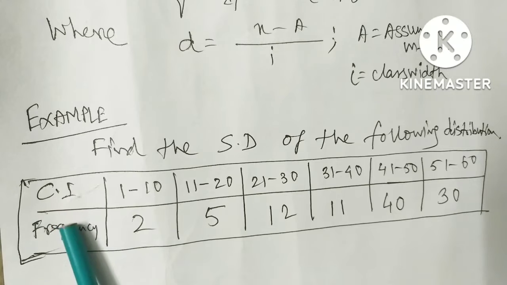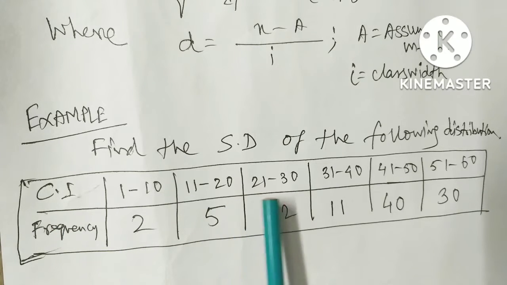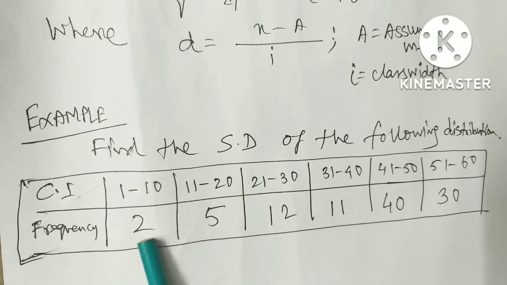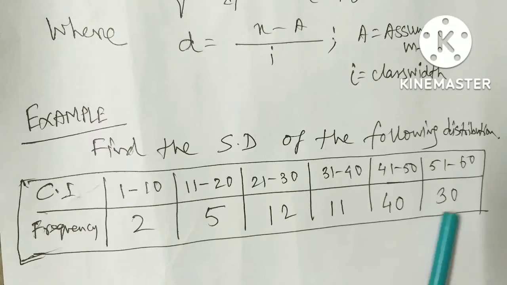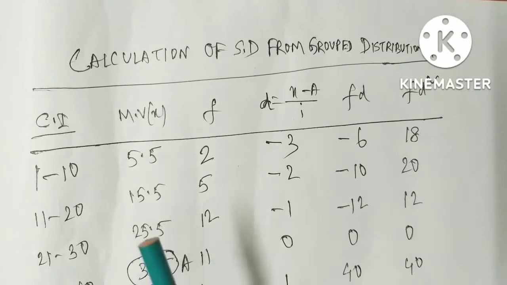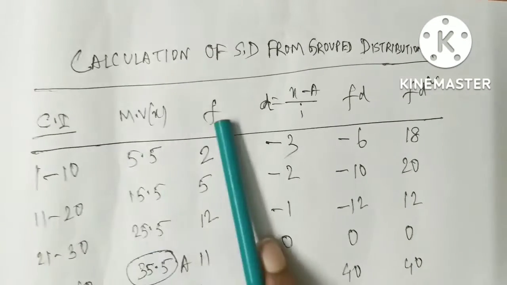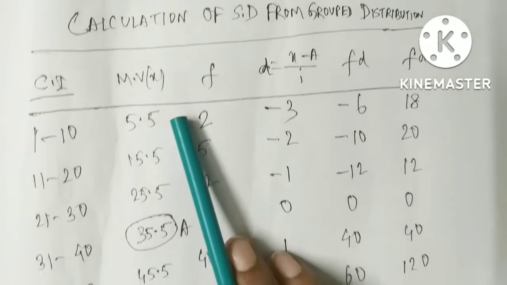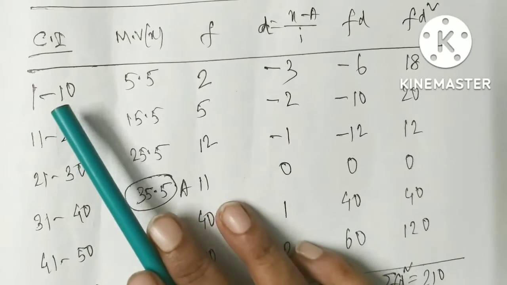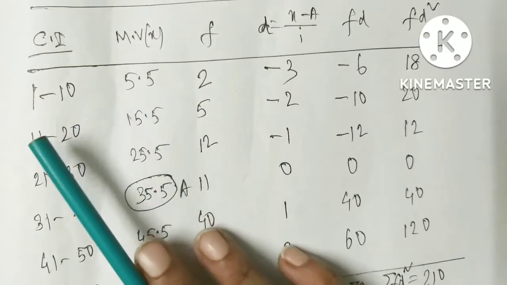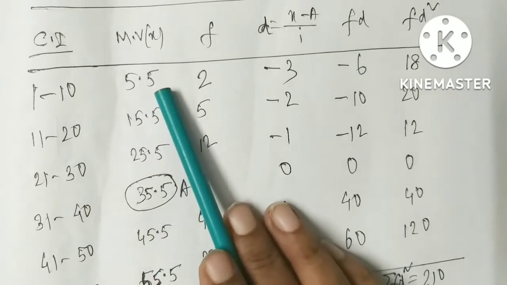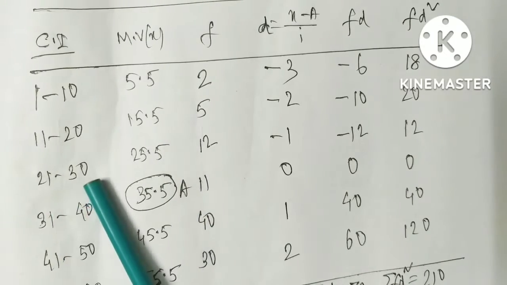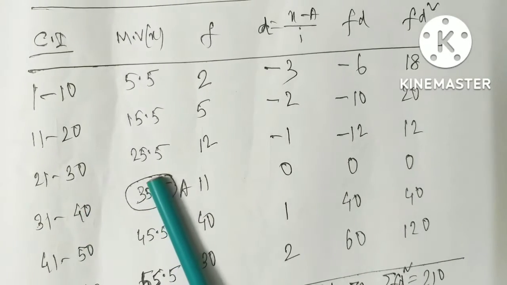Here the class intervals are given as 1 to 10, 11 to 20, 21 to 30, 31 to 40, 41 to 50 and 51 to 60. And the respective frequencies are 2, 5, 12, 11, 40, 30. This is the table where class intervals and frequencies are given, 1 to 10, 11 to 20 and so on, 51 to 60. We first find the mid value. For 1 to 10 the mid value is 5.5, that is 1 plus 10 by 2, 11 by 2, equal to 5.5. 11 plus 20 by 2 is 15.5. 21 to 30, that is 21 plus 30 by 2, is 25.5.